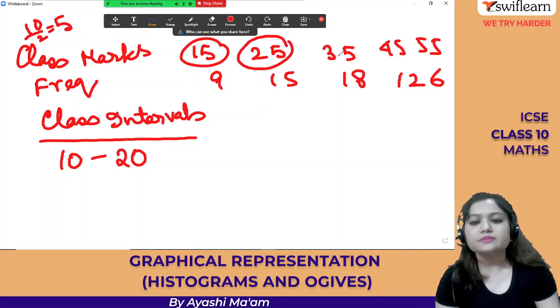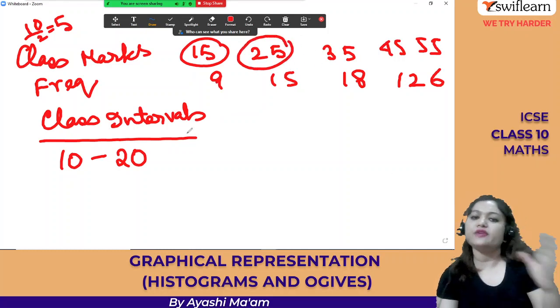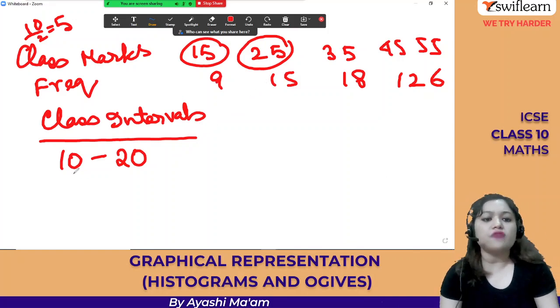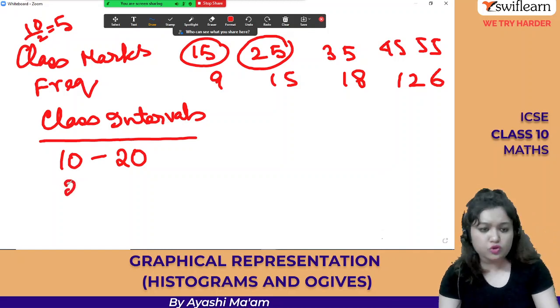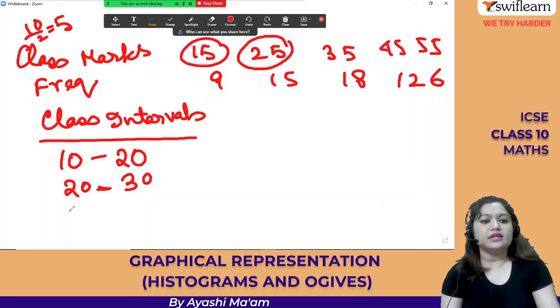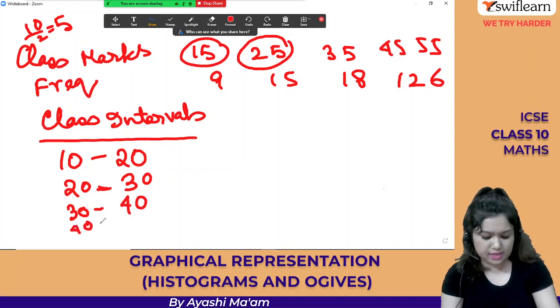Similarly, again, 35 minus 25 is 10. 10 divided by 2 is 5. So here also you have to do 25 minus 5 for your lower limit. So it is going to give you 20. Then 25 plus 5, that is going to give you 30. Similarly, 35 minus 5, that is going to give you 30. 35 plus 5, that is going to give you 40. This is how you can do it.